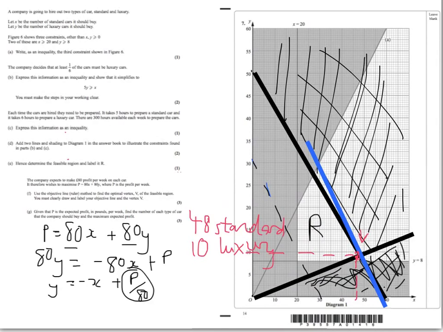Those are the figures that I need to plug in to my profit function. So I've got my profit function here, my 80x plus 80y. I'm going to put those numbers in. I'm going to do 80 times 10 plus 80 times 48. And that is going to give me my profit. So that comes out as, when I do all the maths, £4,640. And that is my expected profit for the week.